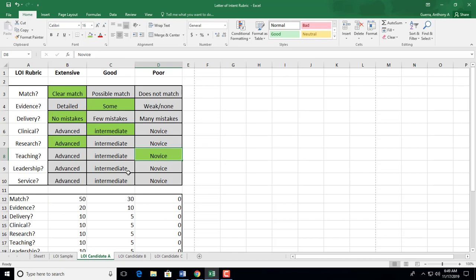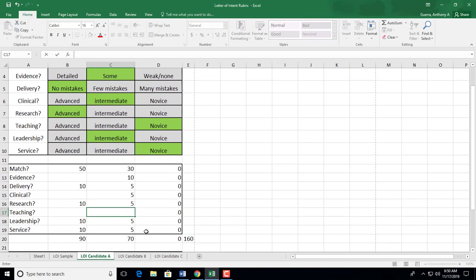And then leadership, it looked like they were not the president or vice president, but they did have supporting roles in multiple organizations, so I'll put intermediate there. And then service. I actually didn't remember seeing anything for service, so I would put novice there. And the way that you grade it is you subtract. So this was some, so I would delete this, and then I would delete this for clinical because they're only intermediate. And then for teaching, I would delete this and this, leadership this, and service this and this.